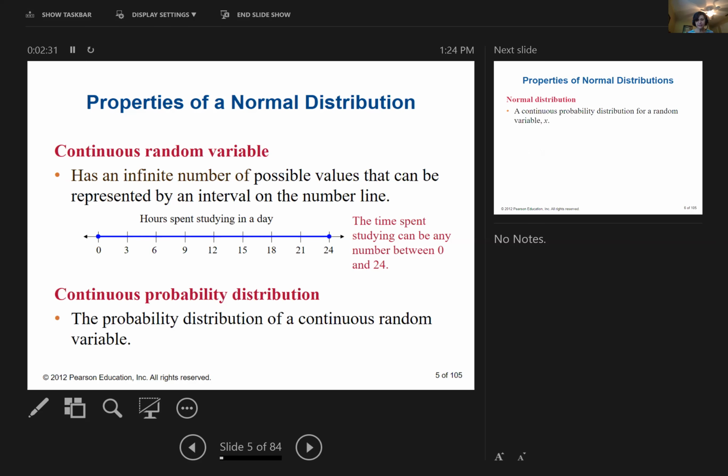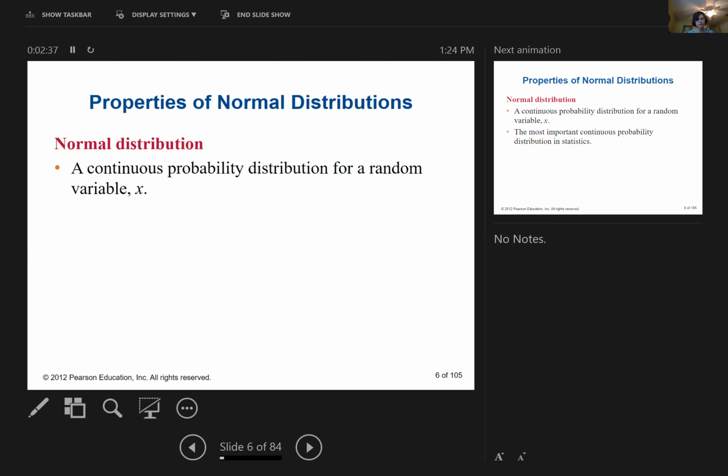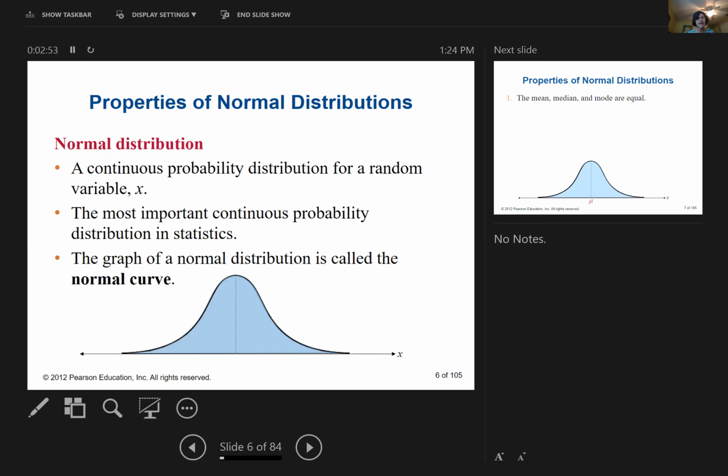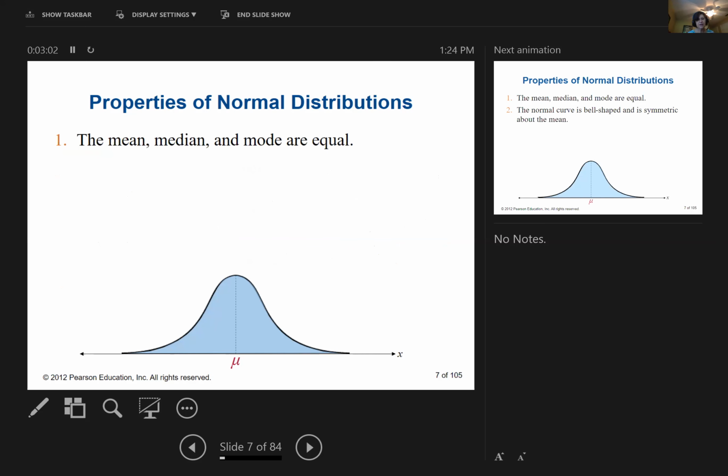The probability distribution of a continuous random variable is a continuous probability distribution. So we're going to take that, and if we graph it, we're going to call it a normal distribution. It's the most important continuous probability distribution in stats. That's going to be the one that is used far more than anything else. And the graph is called a normal curve. That bell-shaped curve, we would say, is a normal curve.